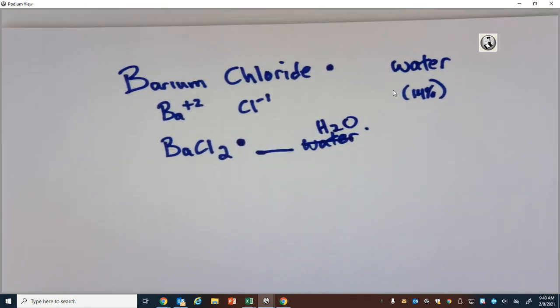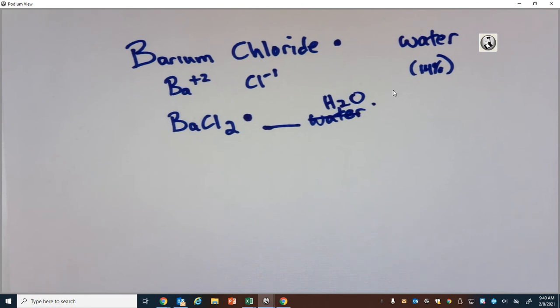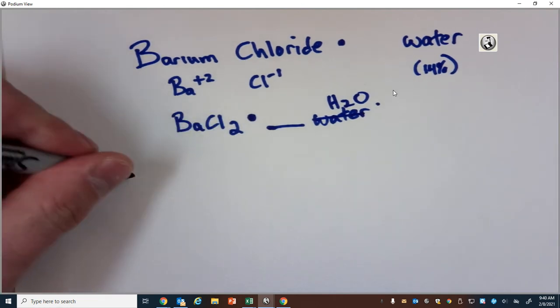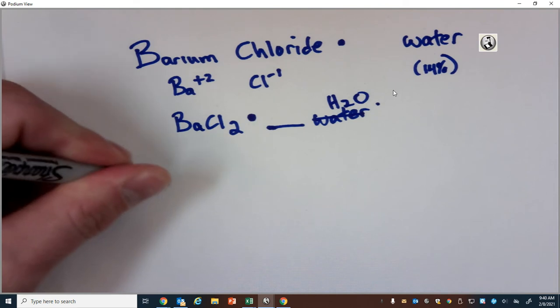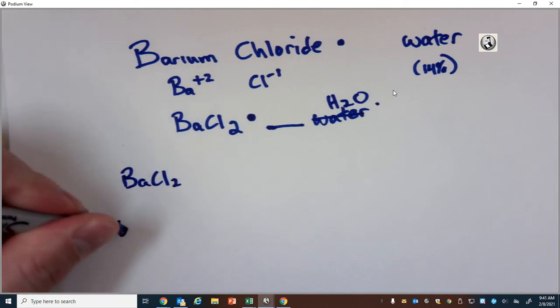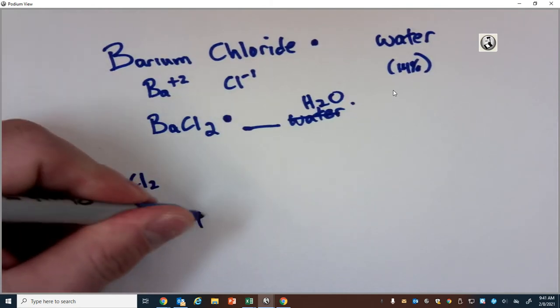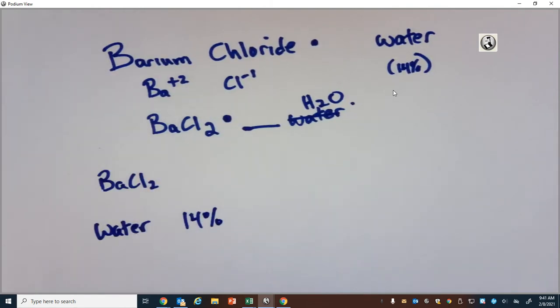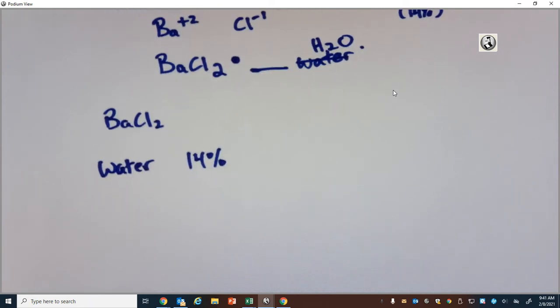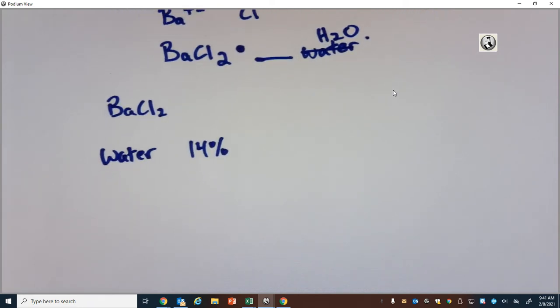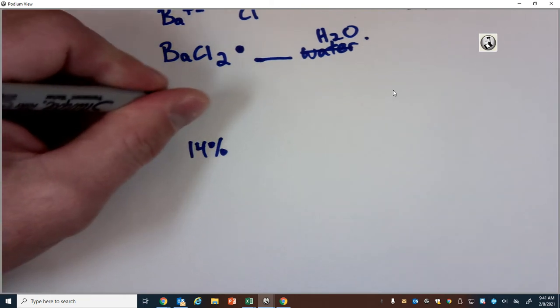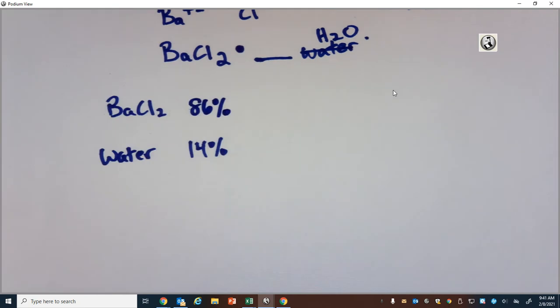Okay, so when we're doing this, and this is just like the lab, instead of breaking this down into elements, we're going to write this as barium chloride. We're going to write it as a line, and then we're going to write water. Okay, we know 14% of this compound is water. So if 14% of the compound is water, then the rest of it has to be the barium chloride. So you subtract from 100, and you'd find out that 86% of this is barium chloride. They do have to add up to 100, so just make sure you do that.